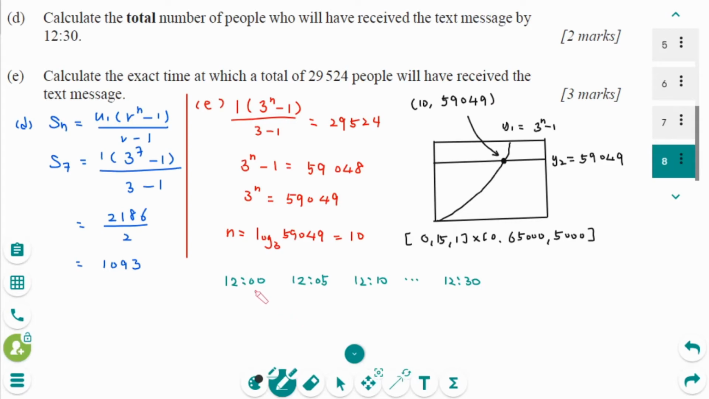The message starts at 12. We already know this one is the 7th term. Then 1235, 1240, 1245. This is 8, 9, then tens.